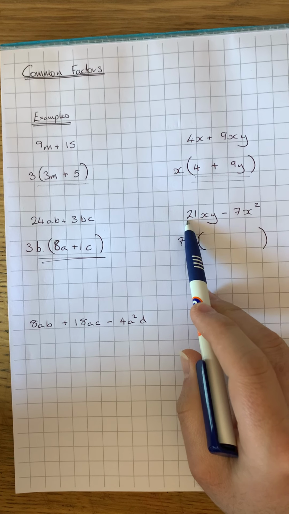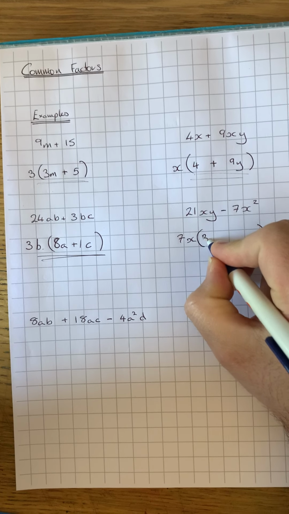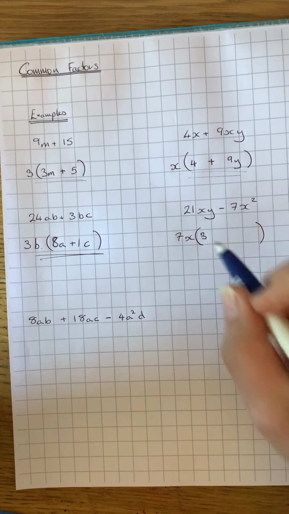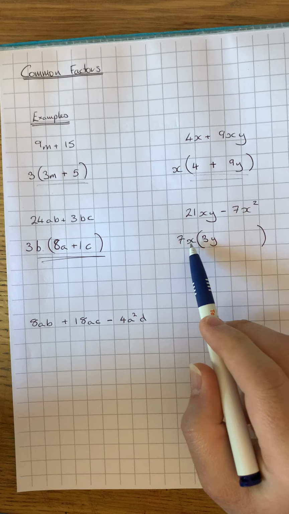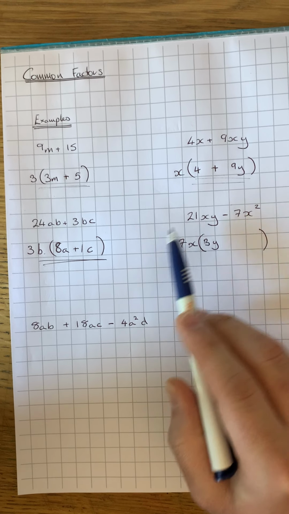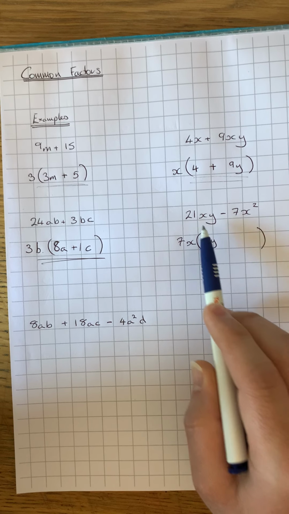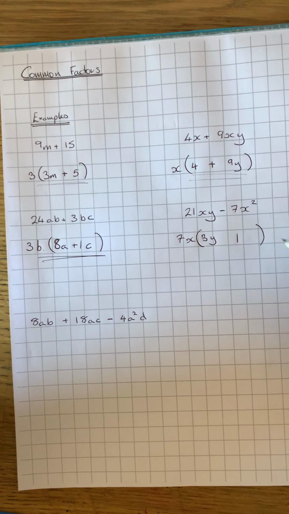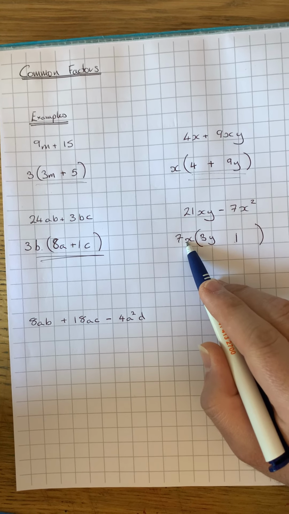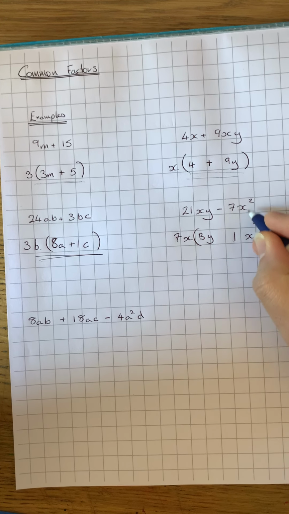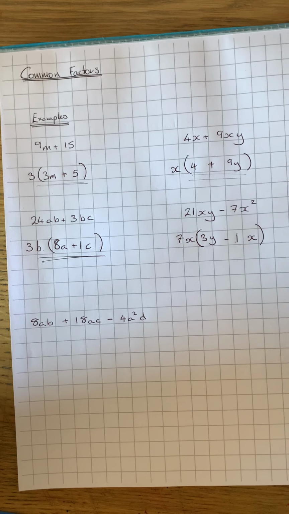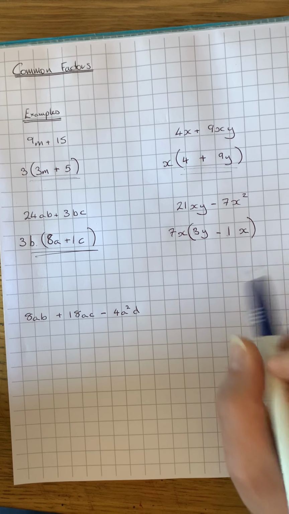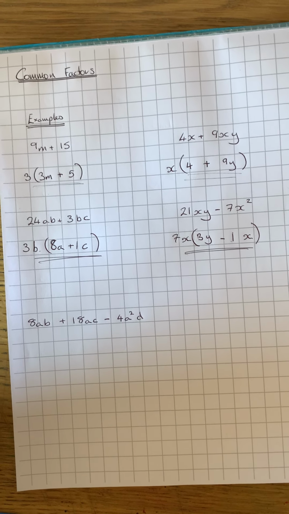So if I divide 21 by 7, I get 3. So 7 times 3 gives me 21. If I divide xy by x, I'm going to be left with y, because x times y gives me xy. And overall, 7x times 3y will give me 21xy. I've taken a 7 out, so 7 times 1 gives me 7. And x times x gives me x squared. So our final answer is going to be 7x bracket 3y take away 1x. And once again, I'm just leaving that 1 in just to help keep track.